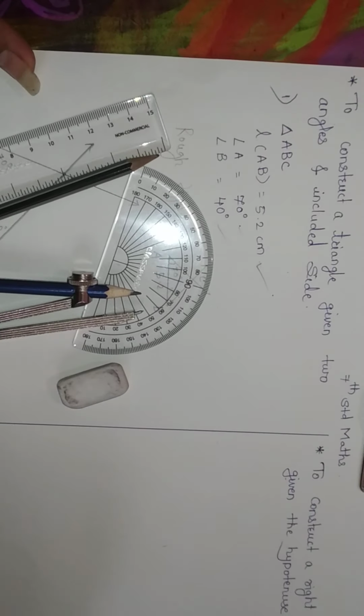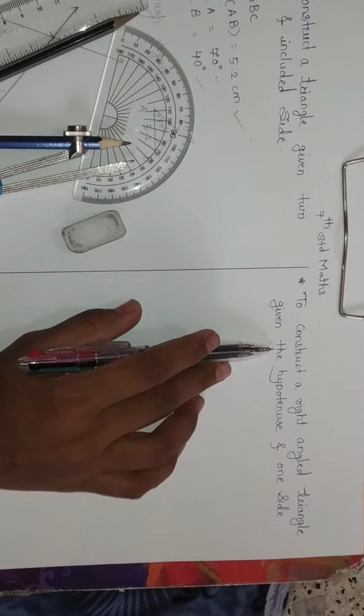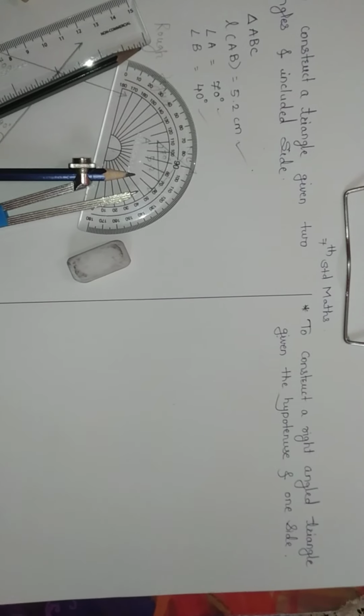Next, pay attention properly. We have to see how to construct a right angle triangle given the hypotenuse and one side. Hypotenuse means what?